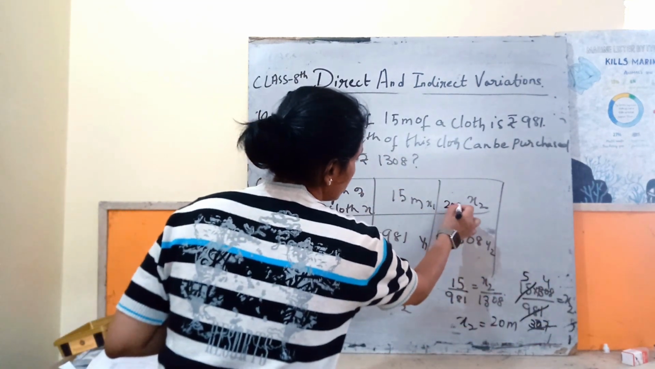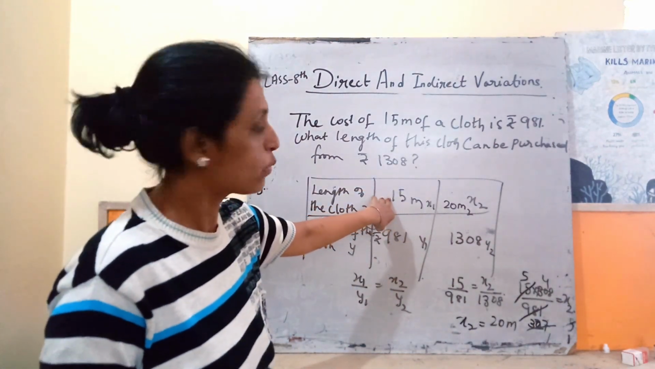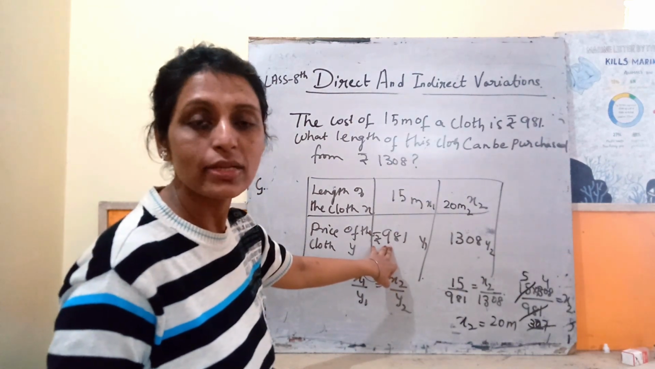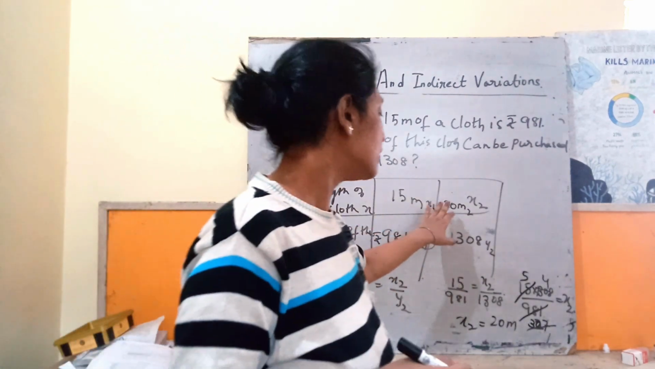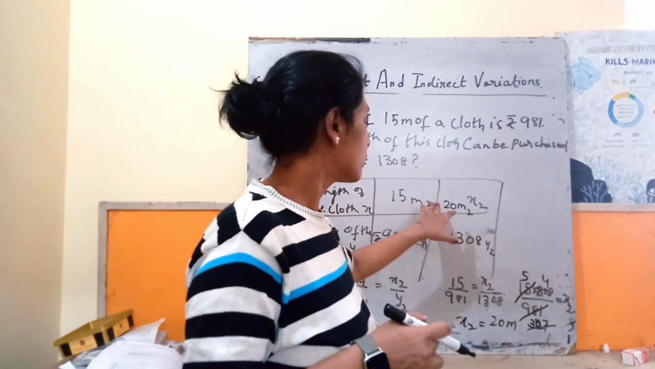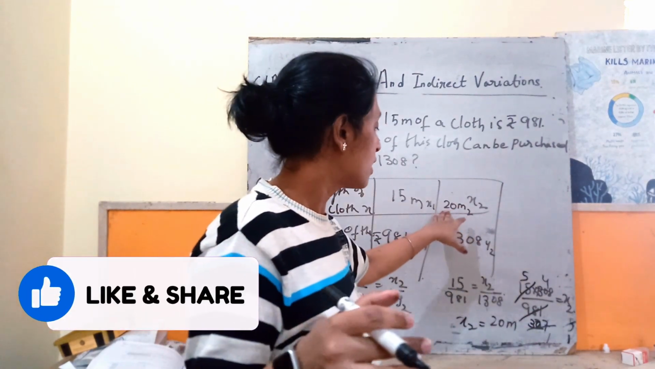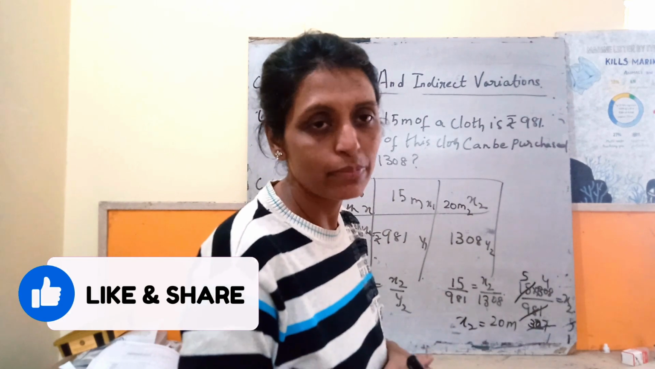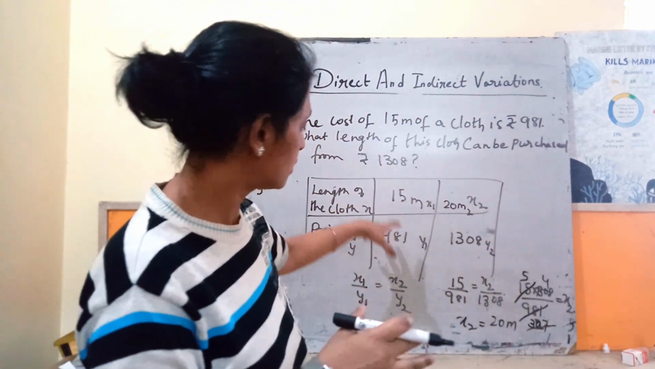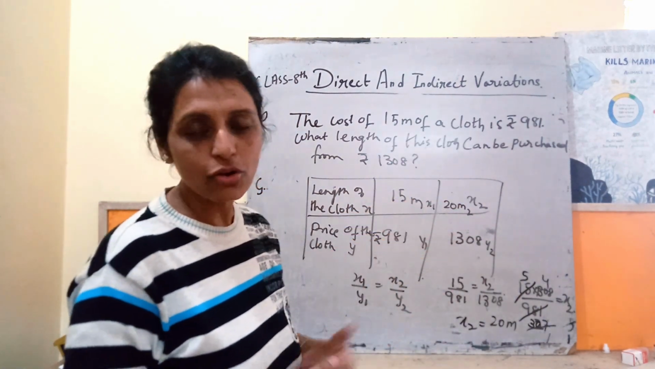So when the length of the cloth was 15 meters, the price was 981, and when the price was 1308, the length of the cloth also increased. It was 20 meters. So you can see that when the length is less, the price is less. When the length is more, the price is also more.